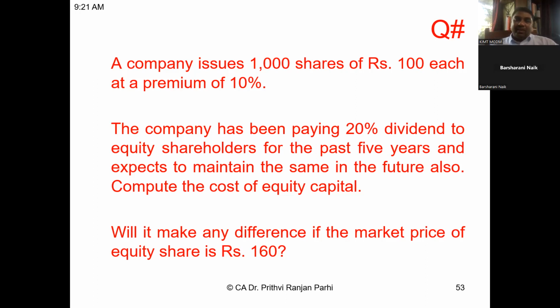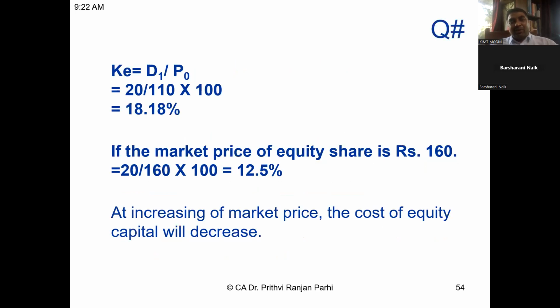Then we will see, if the market price is 160, what will be the cost of equity. Right now, the dividend payment is how much? 20% means 20 rupees. And price today is how much? 100 rupees plus premium 10 rupees, 110. So if you apply this formula, KE is equal to D1 by P0. It comes to 20 by 110. If you want it in percentage, multiply it by 100. It is coming to 18.18%. Are you able to understand?